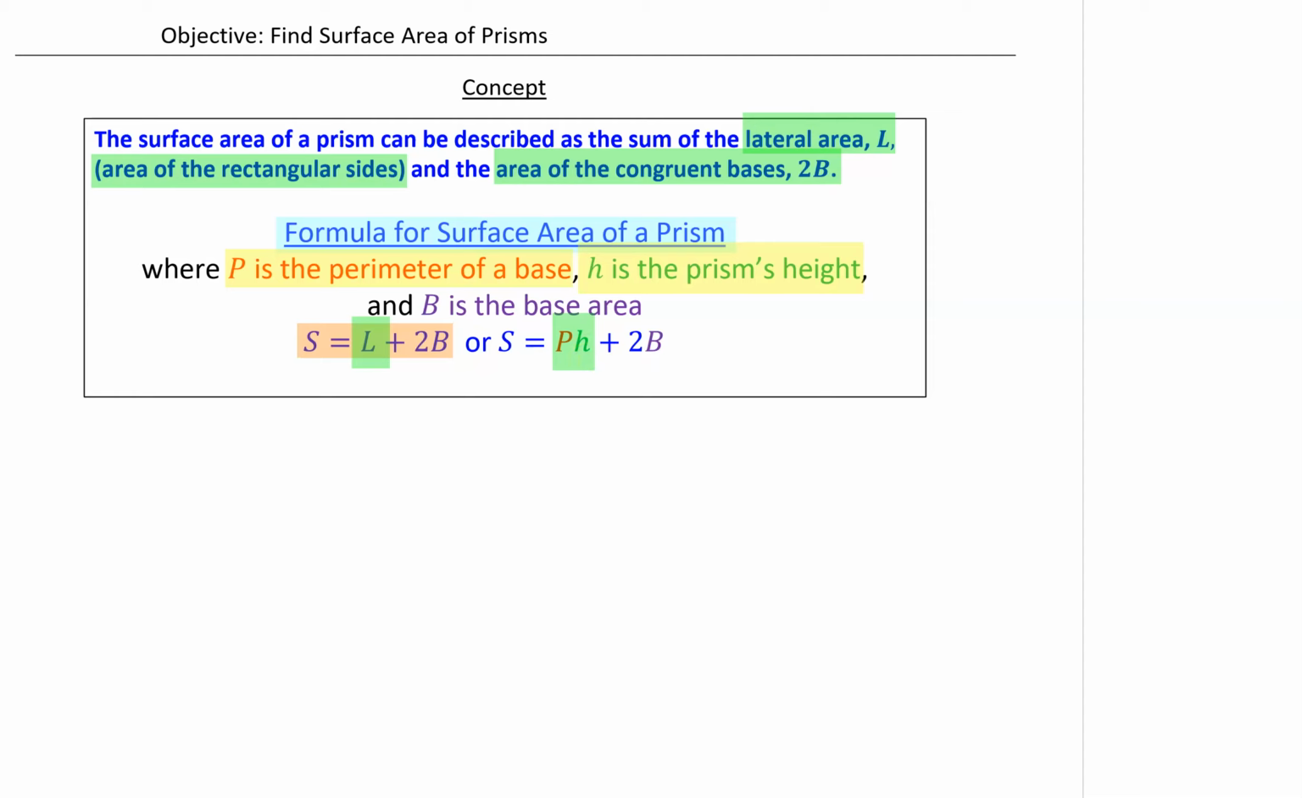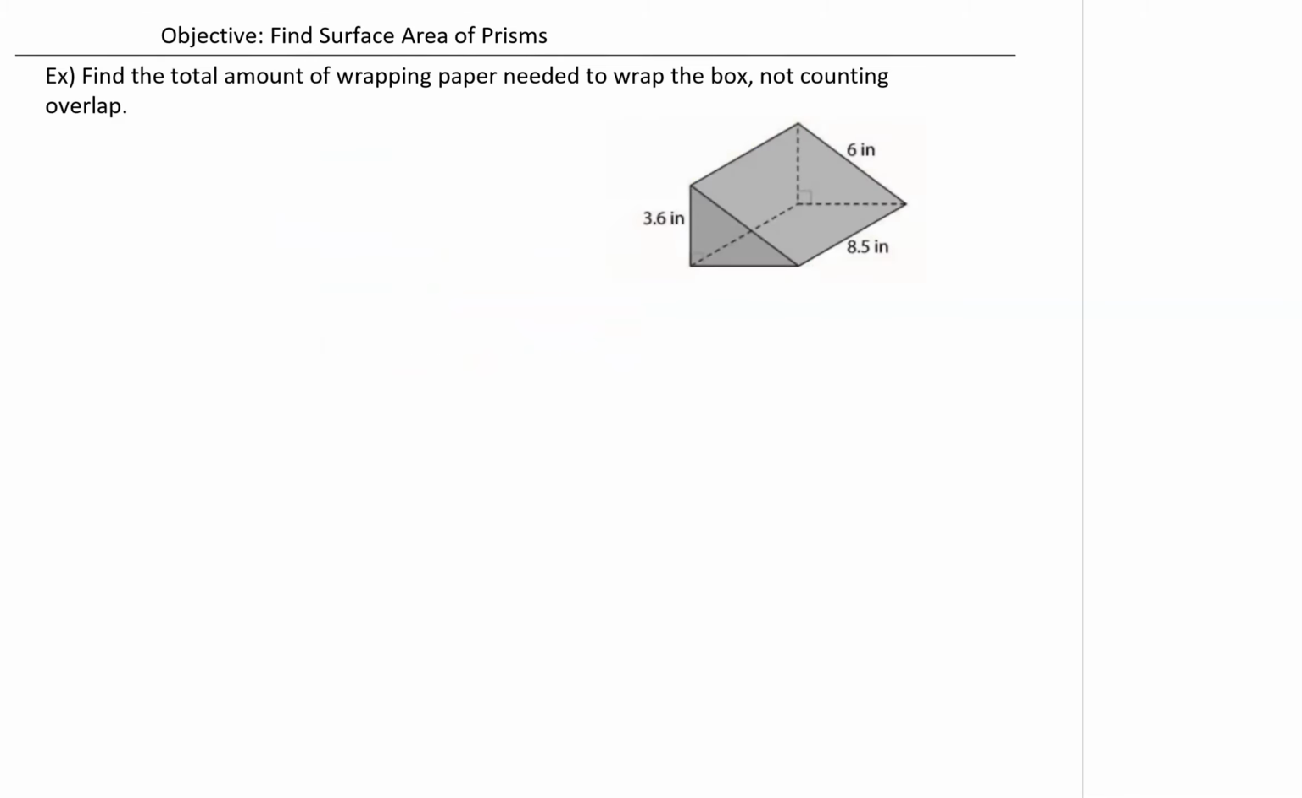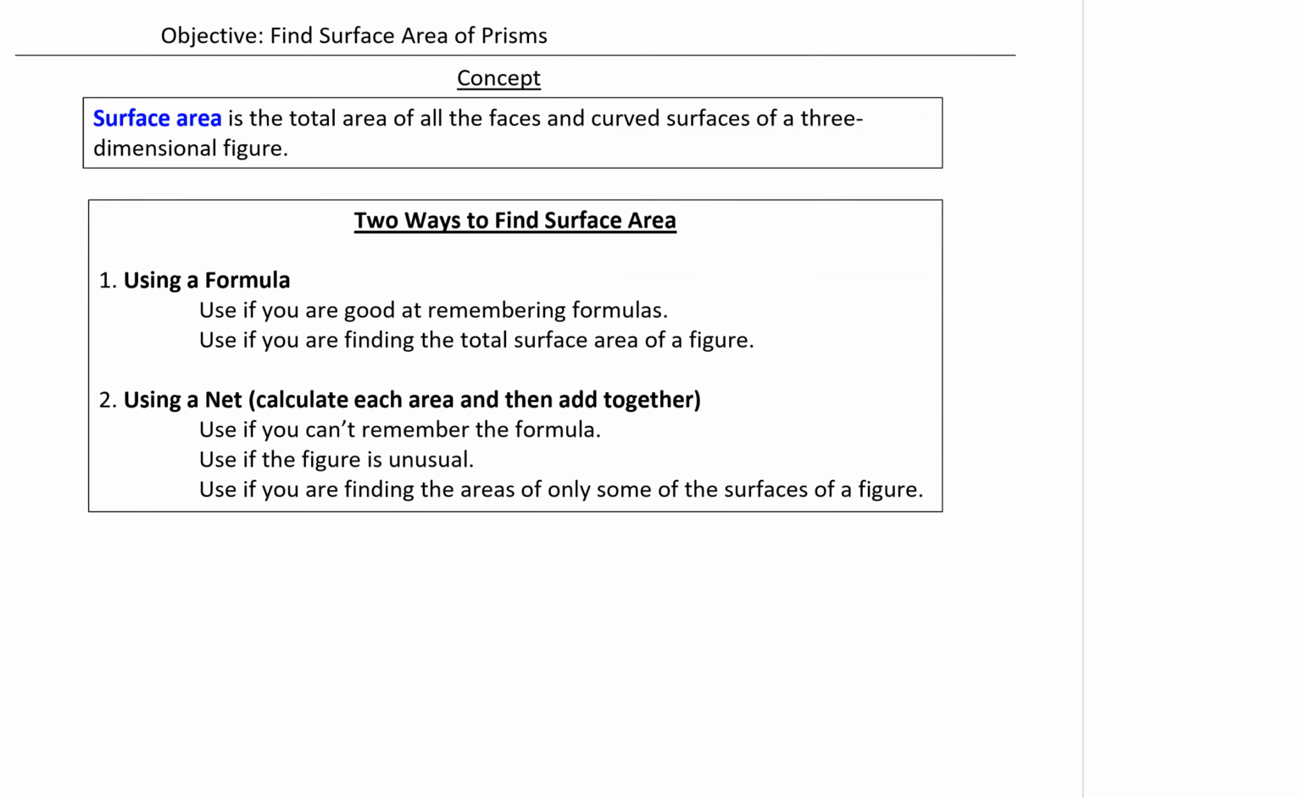Well, you might be thinking, oh man, that's complex. And if you're good at remembering formulas, then it can work very nicely for you. If you are not so good at remembering formulas, then it may not work so nice for you. So if you are comfortable with formulas, you're good at remembering them, then you can use the formula when you're finding the area of a prism. It also works very nicely if you are finding the total surface area. That is when formulas can be helpful, assuming you can remember it.